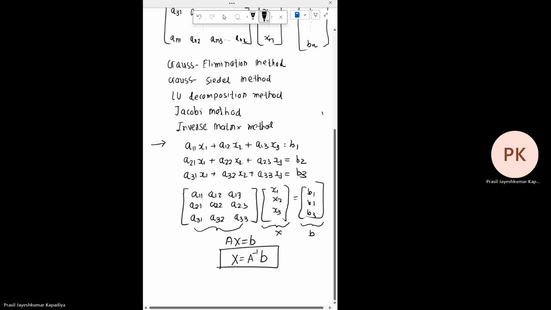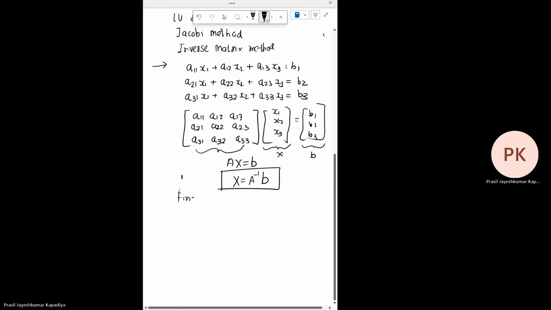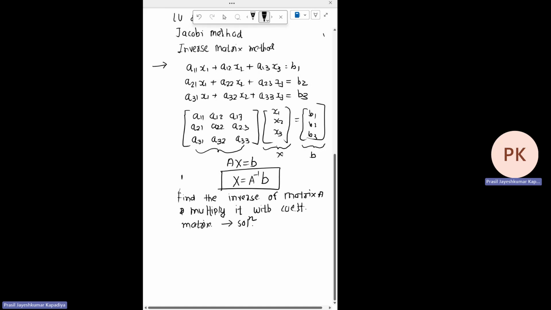Simplest method: find the inverse of matrix A and multiply it with the coefficient matrix. So this will give you the solution. This is nothing but the inverse matrix method.